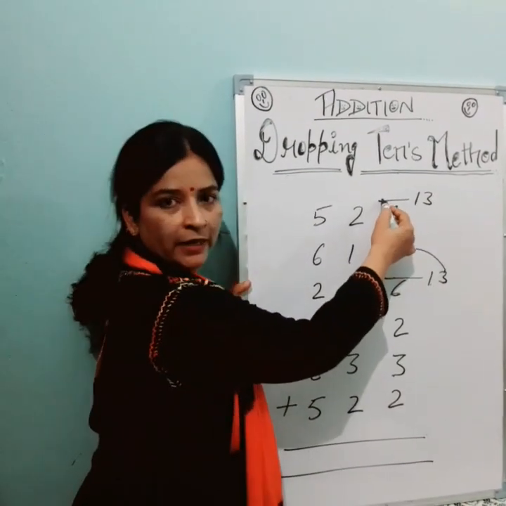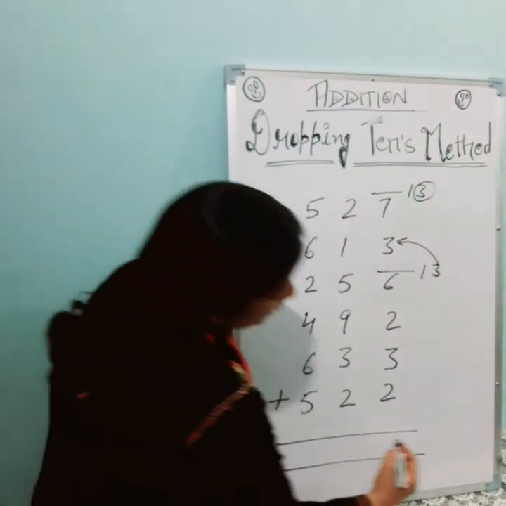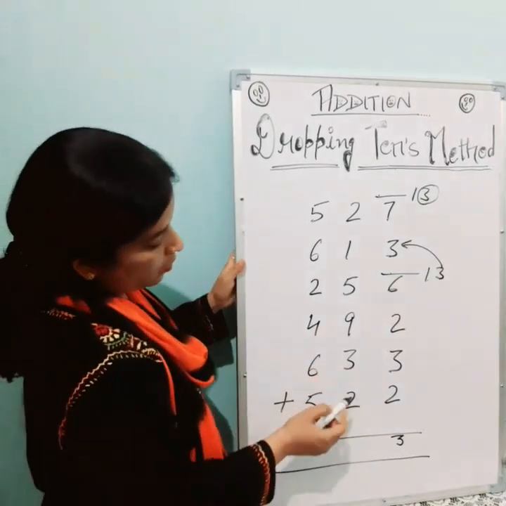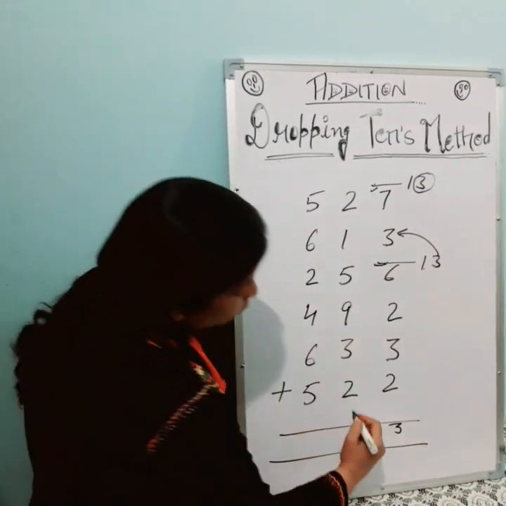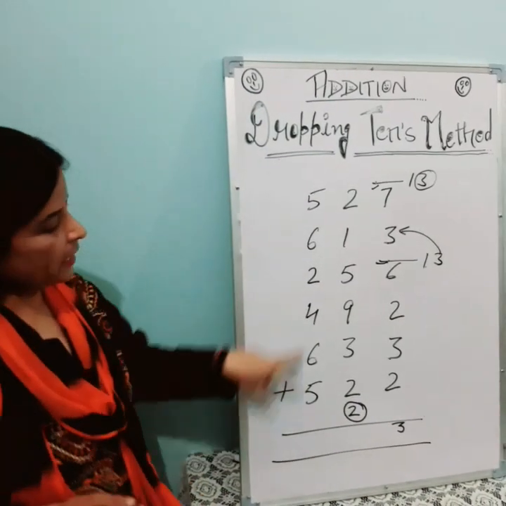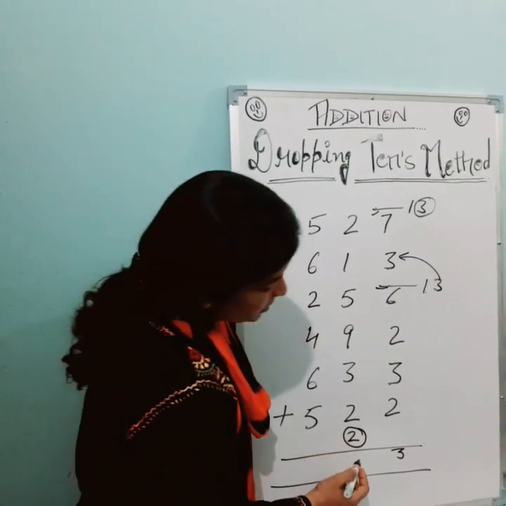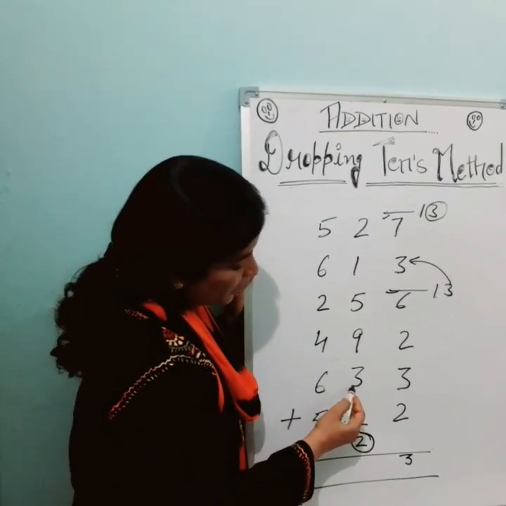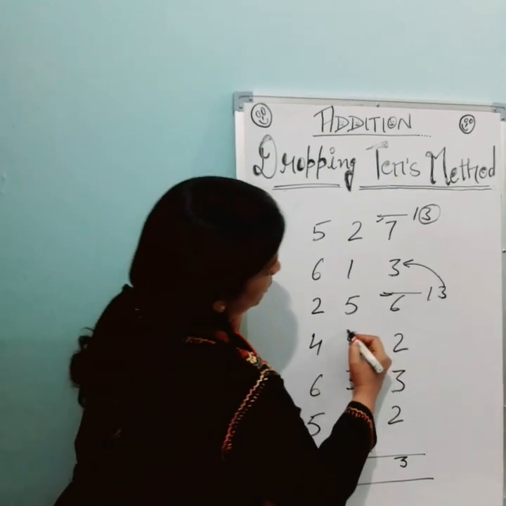We will drop 10 here. The remaining ones is 3. We will write here 3. After that we count how many tens are there. 1, 2. 2 carry to the tens place. Now start. 2 plus 2, 4. 4 plus 3, 7. 7 plus 9, 16.